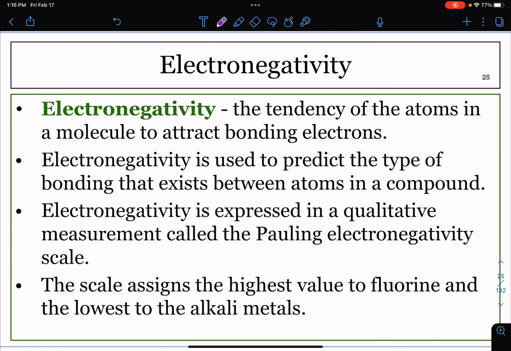This concept of sharing electrons unequally comes from electronegativity. Electronegativity is the tendency or ability of the atoms in a molecule to attract bonding electrons to itself. Electronegativity is expressed in a qualitative measurement called the Pauling electronegativity scale. The scale assigns the highest value to fluorine because fluorine is the most electronegative element.